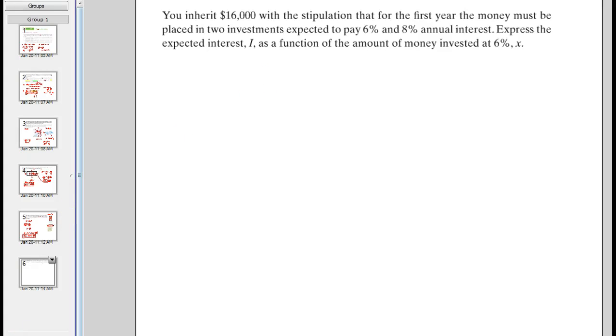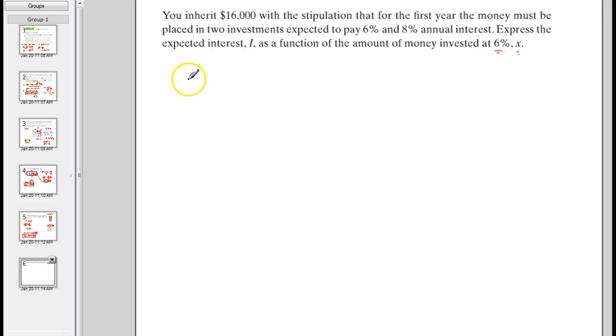Alright, last example, type 110. This is called a dual investment. So you get this much money and you have to put it into these two accounts. One's going to pay this amount, one's going to pay this amount. And we want to know how much interest is going to be given as a function of the amount invested at 6%. Okay, and we want to use X for that.